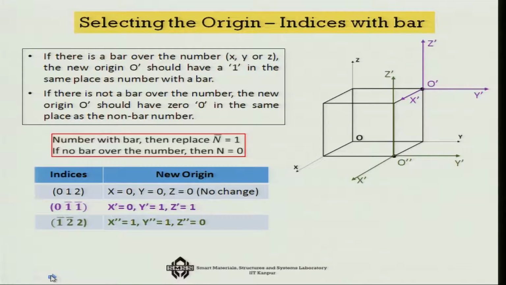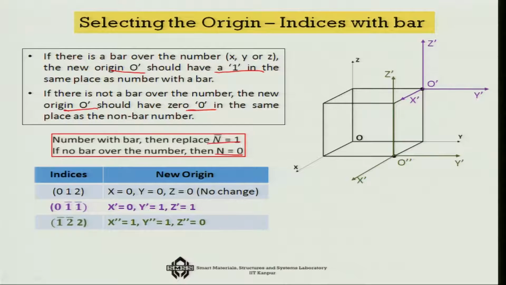Now, the other point is that there is a very simple way of selecting the origin when you have indices with a bar. If there is a bar over a number, which means it is a negative number, then the new origin O prime should have a 1 in the same place as the number with a bar. And if there is no bar over the number, the new origin O prime should have a 0 in the same place as the non-bar number. So, a number with a bar, replace this by unity, and if there is no bar, then replace it by 0.